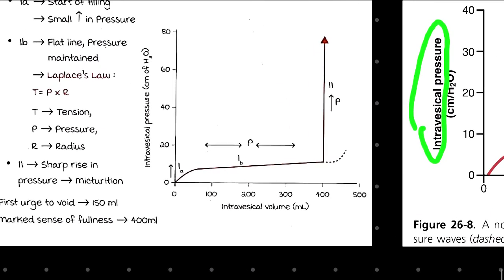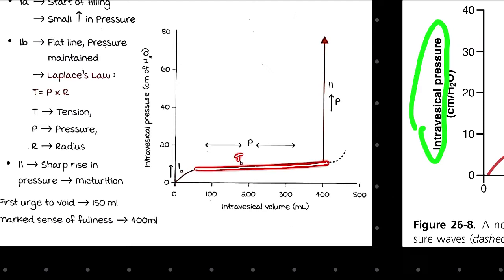Okay, now talking about the first A. What is this first A? It is the initial segment. Here there will be a straight rise in intravesical pressure, right? It will rise straight for about 100 ml of urine volume. Here it is shown in this region, but it should be right here. For about 100 ml of urine volume, there will be a straight rise in pressure, and that is what we call the initial segment.